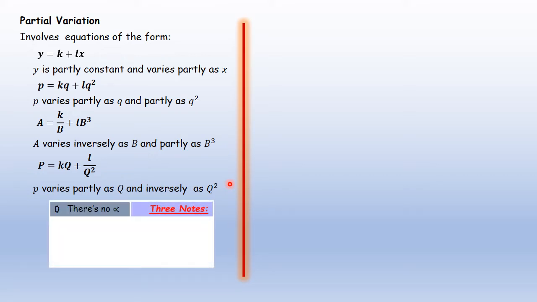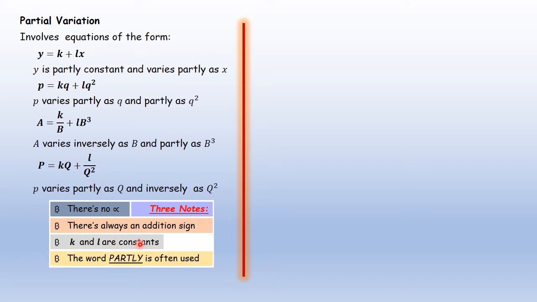3 notes. The first thing is that there is the sign of proportionality sign. We don't have it in any of these equations. We normally don't have it. The other thing is that there is always an addition sign, because this implies the number of terms, because the value y or p or a or p are influenced by different terms. And that's why we have addition sign, because we have different terms. The other thing is k and l are constants, and you can use any letter to represent the constants.